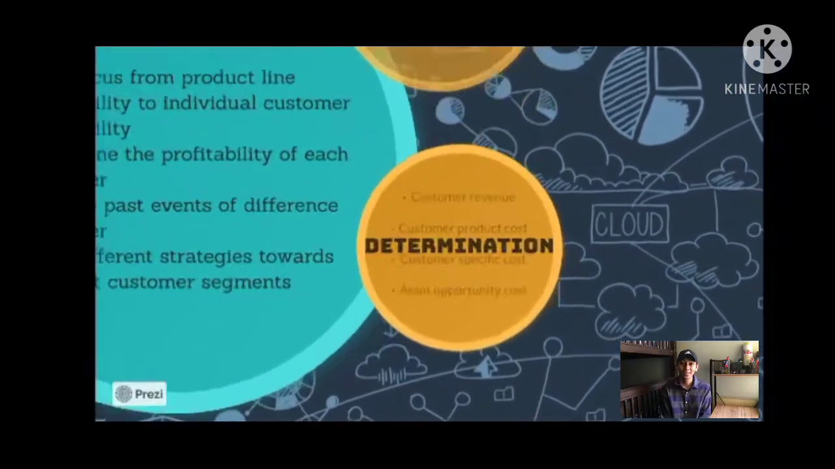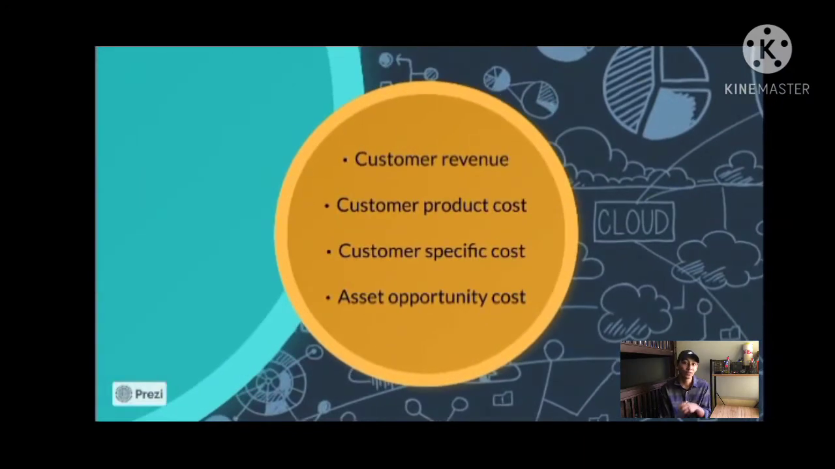Alright, so lastly we go for the determination of customer profitability. There are 4 determinations, which are customer revenue, customer product cost, customer specific cost, and asset opportunity cost. Alright, for the customer revenue, the organization captures sales associated with a specific customer, which includes customer discounts, rebates, and other deductions.